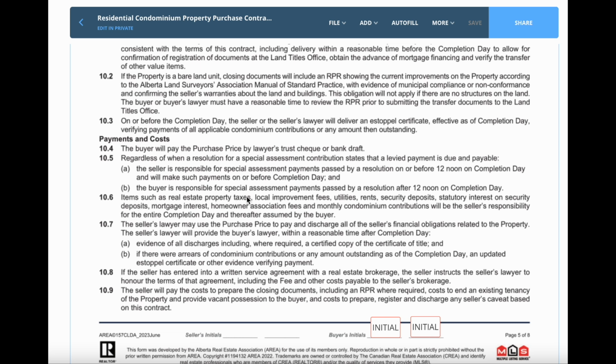Items, property taxes, fees, utilities, rents, same thing, right? We take over all of those since completion date. The seller's lawyer may use the price to pay any of the seller's financial obligations related to the property. So if somebody is owing condo fees and hasn't been paying, those will be paid off from the price.